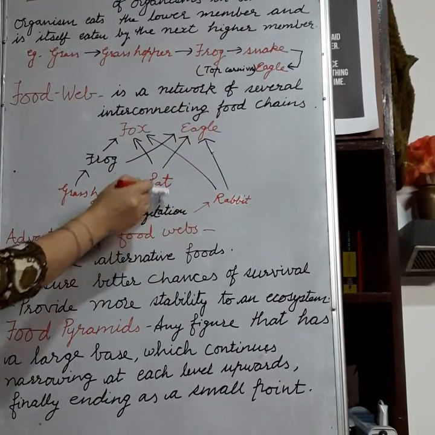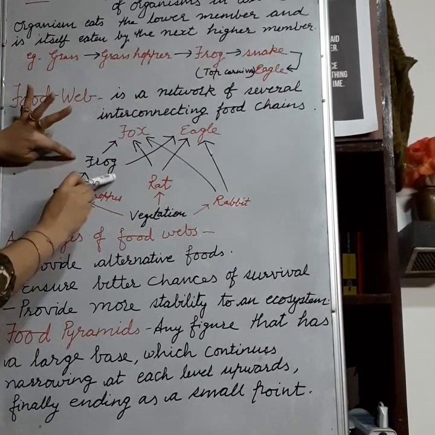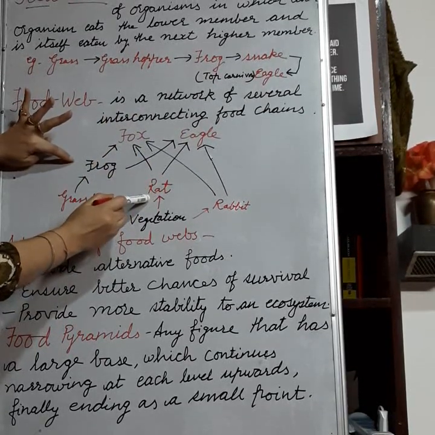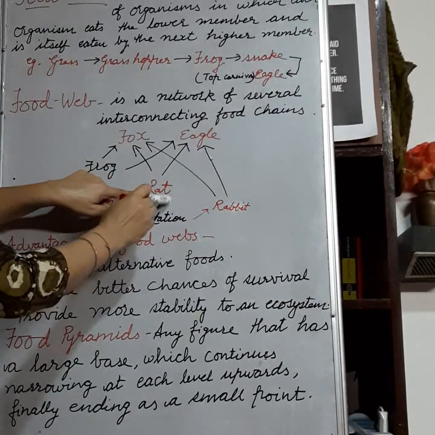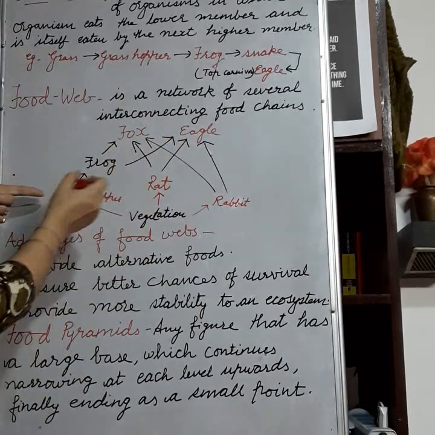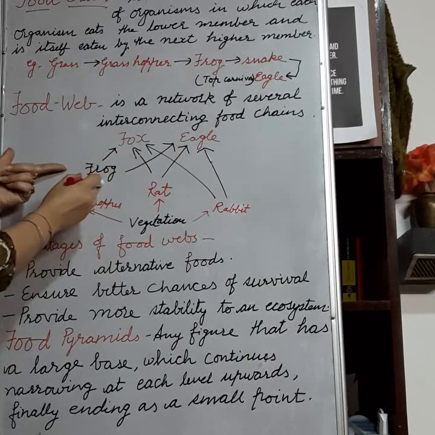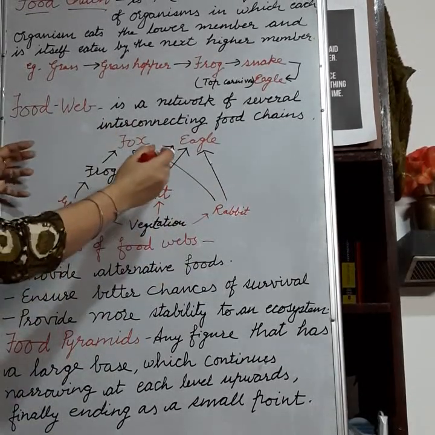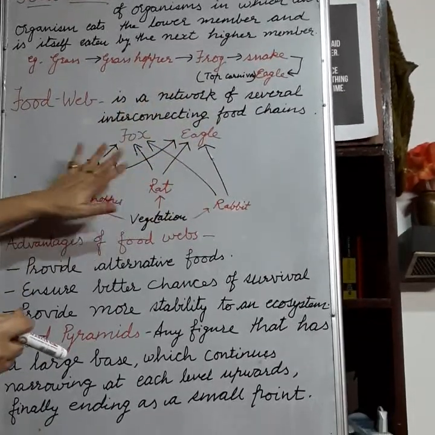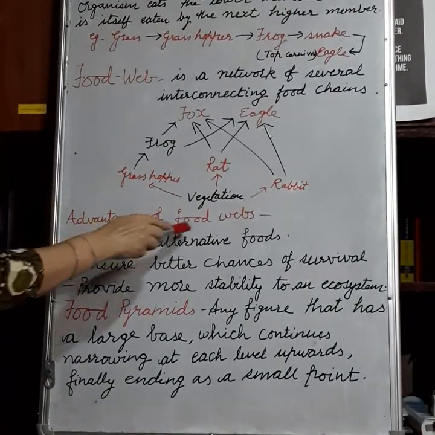Like see over here, fox. If frog is not there, fox can eat rat. If rat is not there, can eat rabbit. And if grasshopper is not there, fox can eat frog. So in this way, this food web provides alternates. So many alternates are there. Is that clear? So now see what are the advantages of food webs.